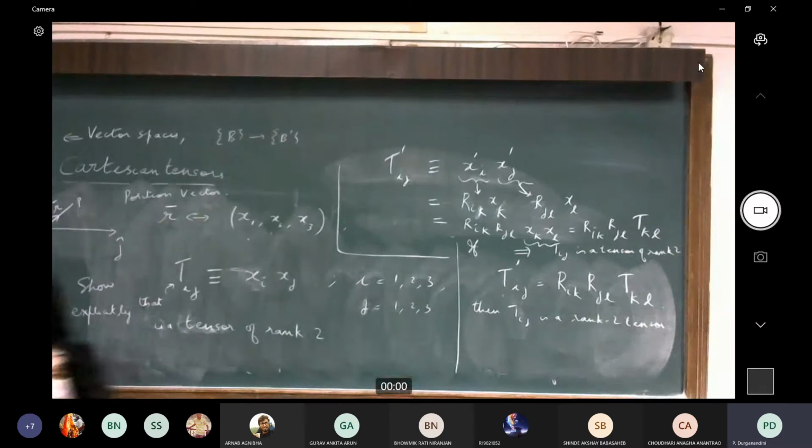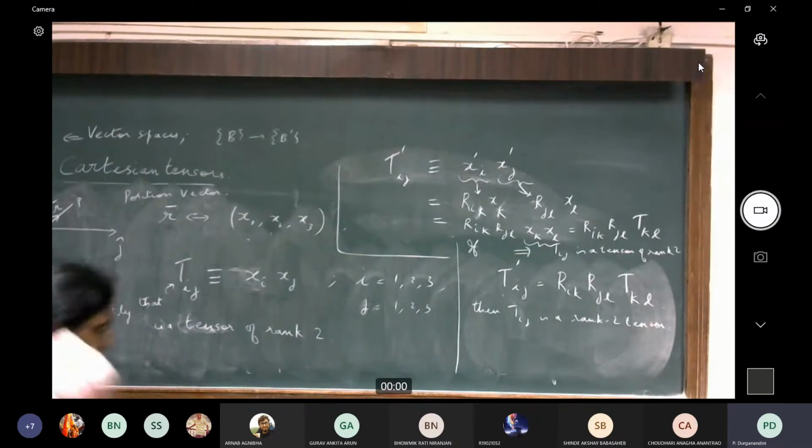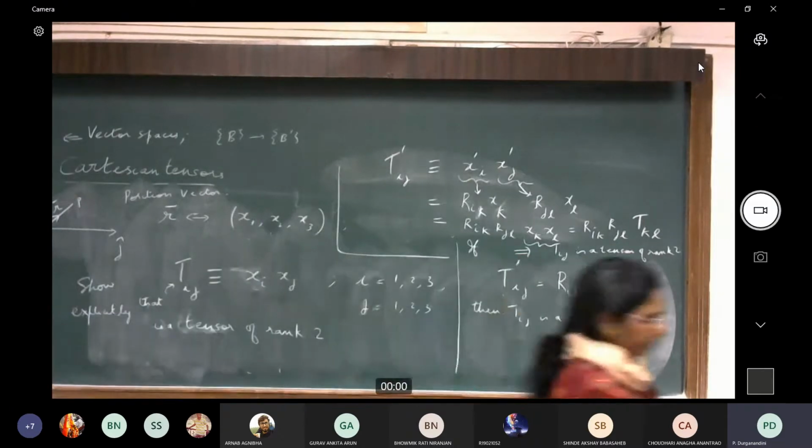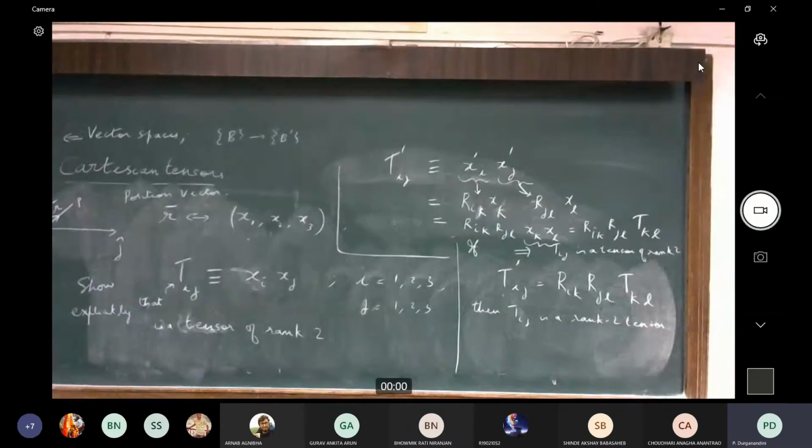Okay, this is the way you must use, or if I ask you to show explicitly, then this is the way, or this is a procedure you must use. Take the definition of the object. First of all, satisfy yourself that that definition, so if it's a tensor of rank n, first satisfy yourself that that particular definition leads to 3 to the power of n components, and then find out what are its transformation properties.